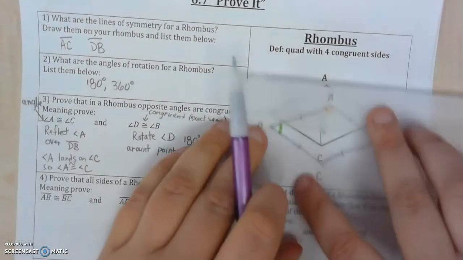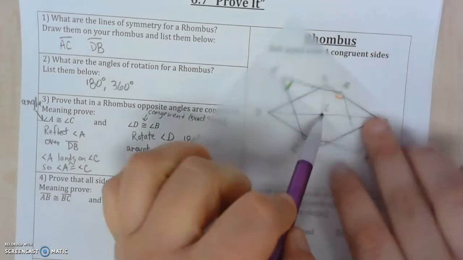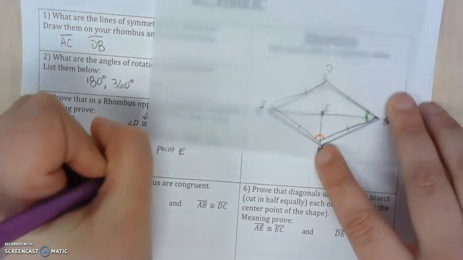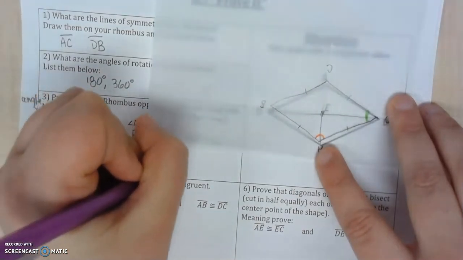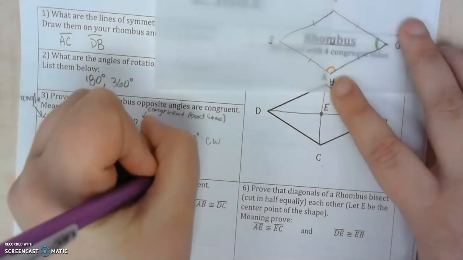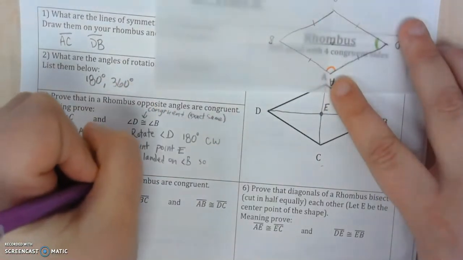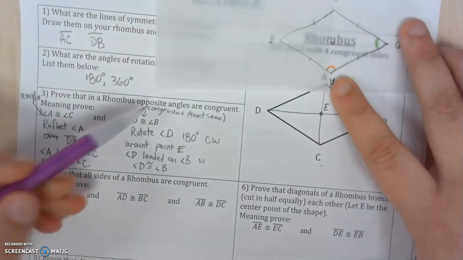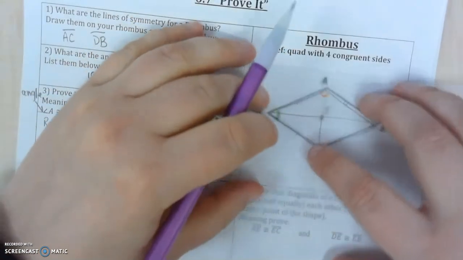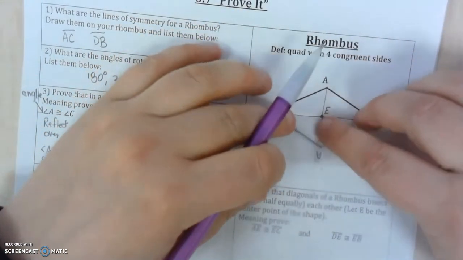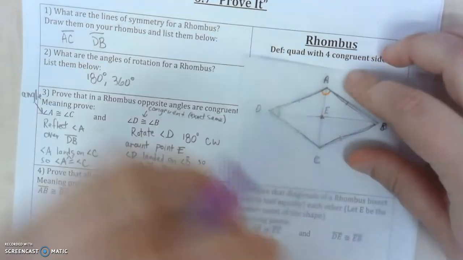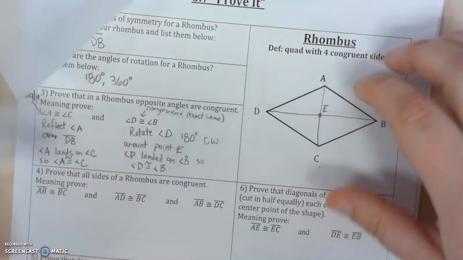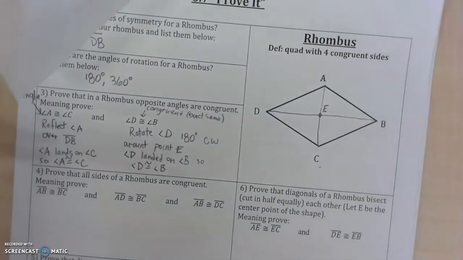So I've labeled E. So around point E, and then what happened? Angle D landed on angle B, so angle D is congruent to angle B. And now we've proved both of those through the symmetry that exists. So notice we've got through reflection and rotational symmetry. Okay? So that is just the beginning. Let's see if we can try and do another one of these.